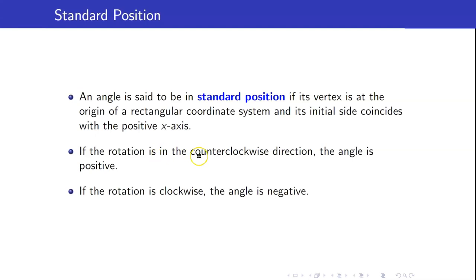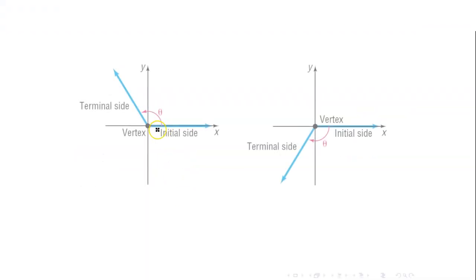If the rotation is in the counterclockwise direction, the angle is positive. If the rotation is clockwise, the angle is negative. So in this example, your angle is going counterclockwise, so therefore this is a positive angle. Whereas here, it's going clockwise, so therefore this is a negative angle.